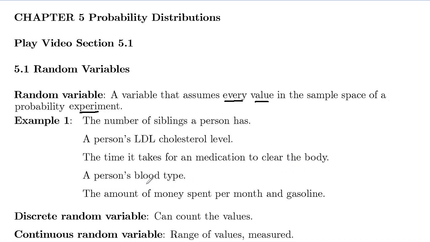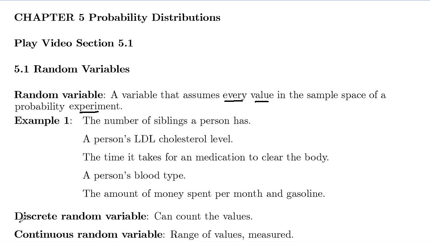A person's blood type. So that one's non-numerical. That could be a random variable. We could ask people, what's your blood type? That's our experiment, and the outcomes would be type A, type B, type O, O negative, O positive, etc. The amount of money spent per month on gasoline. That's a numerical one. Again, we could track a bunch of people and have them keep track of how much money per month they spend on gasoline. So the values of the outcomes there would be your random variable.